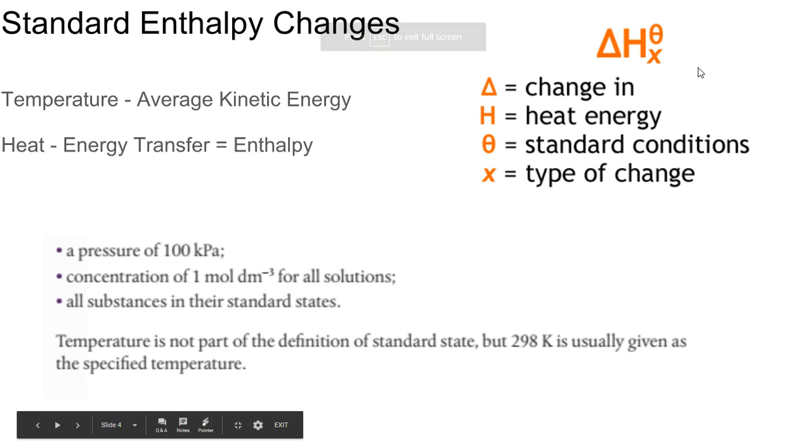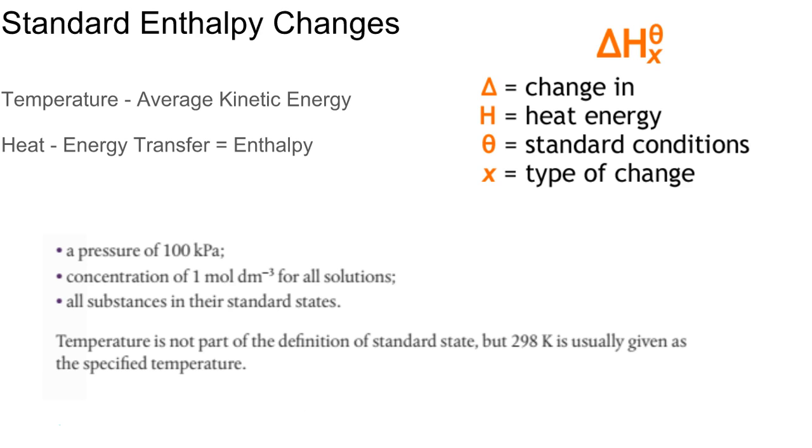And so we have to talk about standard enthalpy change. Again, we talked about the difference between temperature and heat. So we're going to see this symbol a lot. And what this symbol means is the triangle here, that just means change in. H is enthalpy, or the heat energy. This little circle theta is going to be the standard conditions.